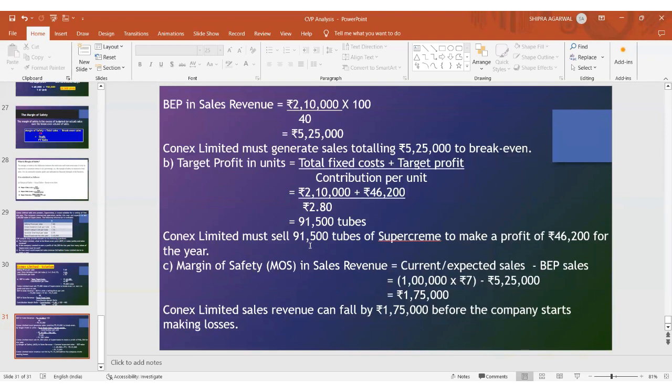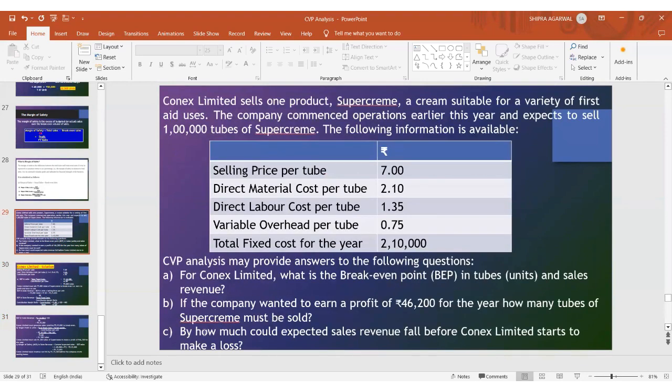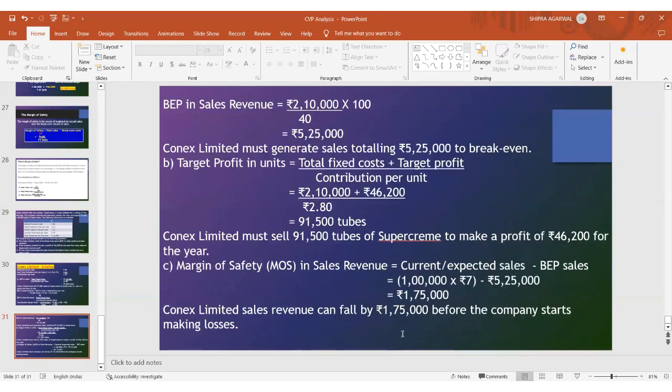Now, if I move on to the third part of the question, just have a look at it again. By how much could expected sales revenue fall before Connex Limited starts to make a loss? So rather than simply asking for the margin of safety, in simple words, they have asked you how much the expected sales revenue could fall so that they start making a loss. So no matter, they are asking you the same thing, that is margin of safety only. So my expected, or you can say current sales is 1 lakh units at the rate of 7, that is 7 lakhs.